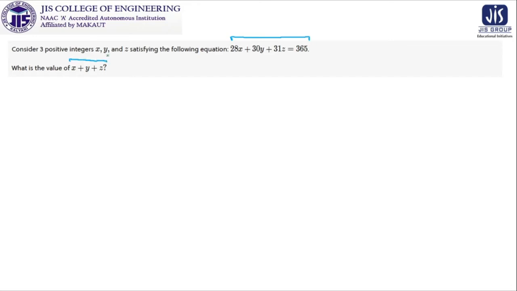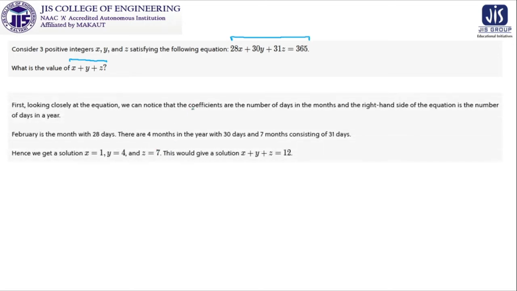Now, if you know nothing in number theory, but if you have very good common sense, then in that informal way, what can you do? If you look at these numbers 28, 30 and 31, these are nothing but the days in the months available in a year, and this 365 means the total number of days available. Look at this, February is having 28 days. There are 4 months in the year with 30 days, and there are 7 months consisting of 31 days.